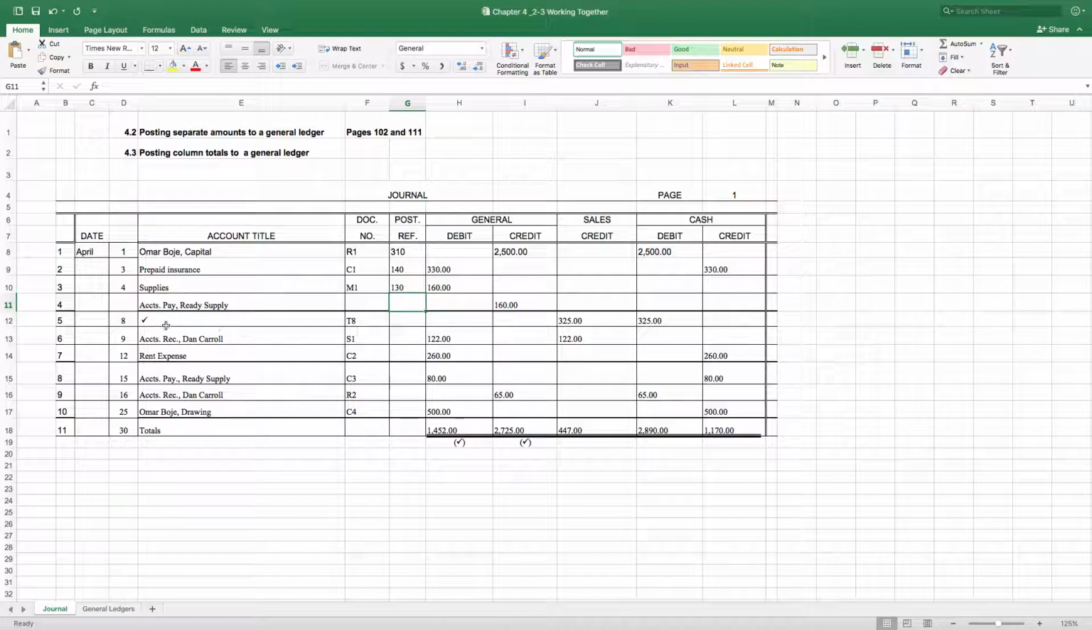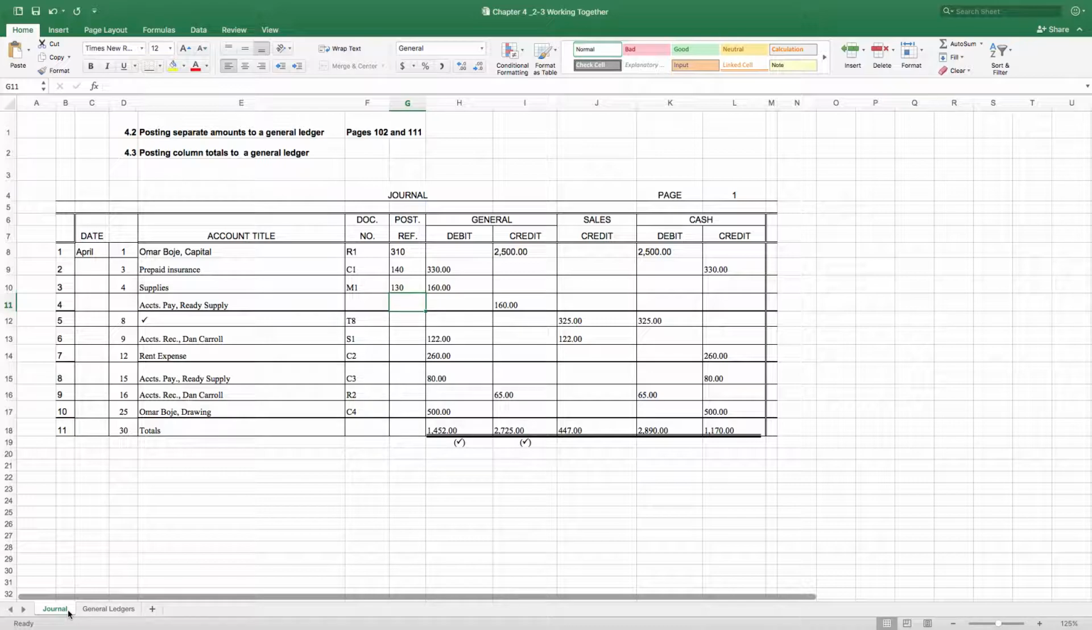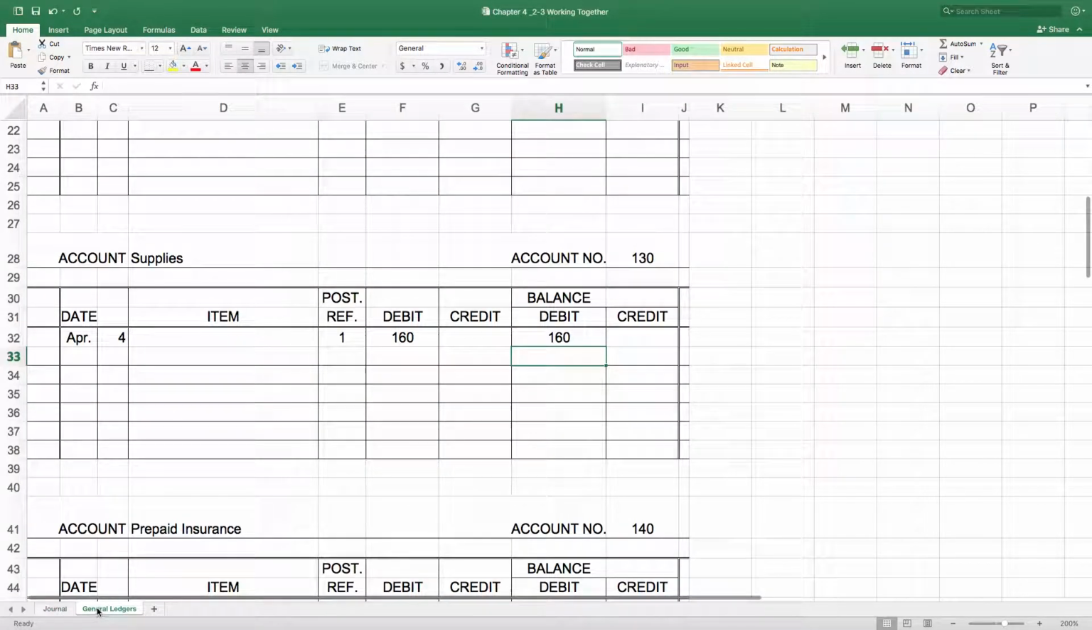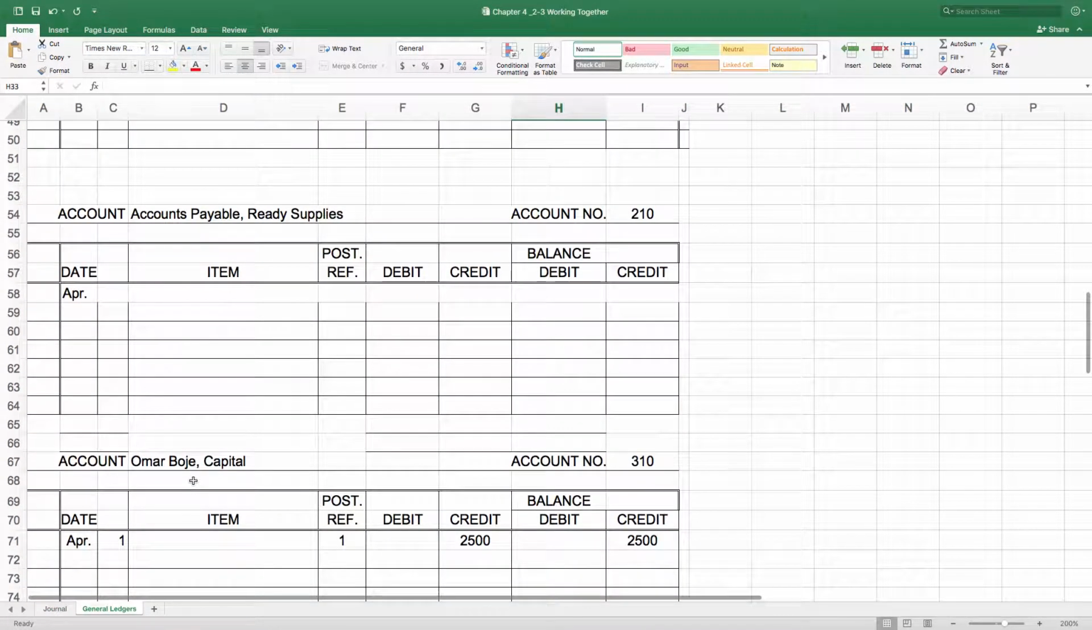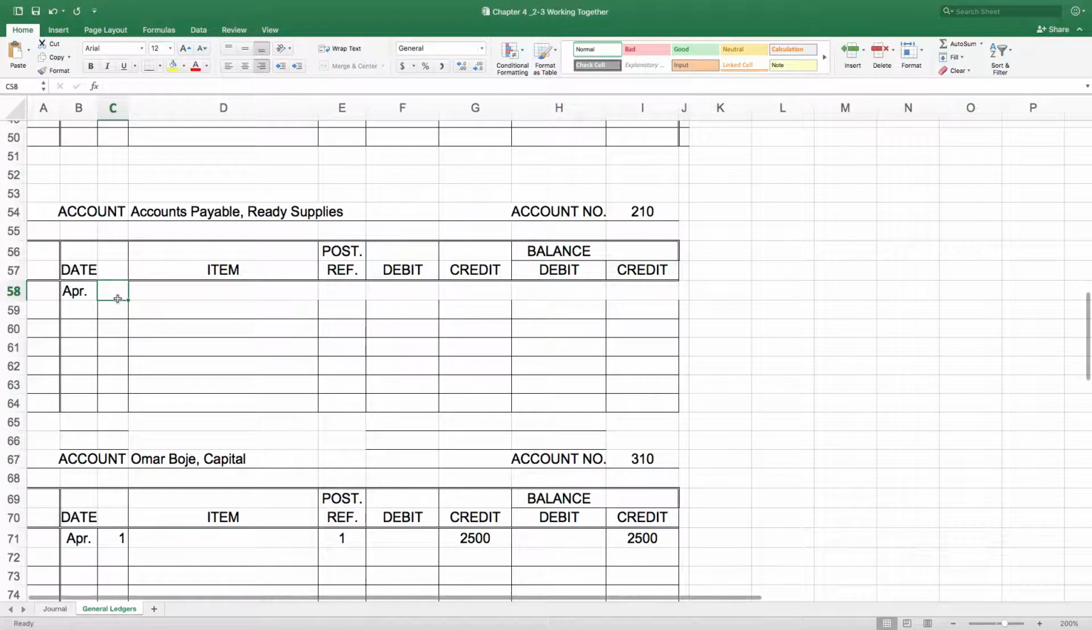We're moving on to the next account, which is accounts payable ready supply. Now, accounts payable ready supply has a $160 credit balance, and it's still dated the 4th. So let's find the AP ready supplies and record that $160 credit on the 4th. And here it is. The date is the 4th.